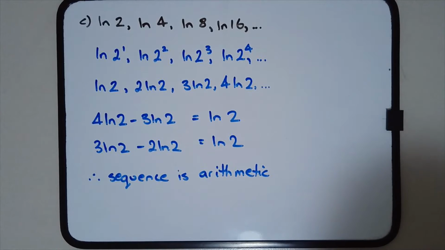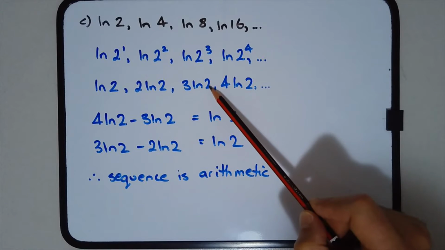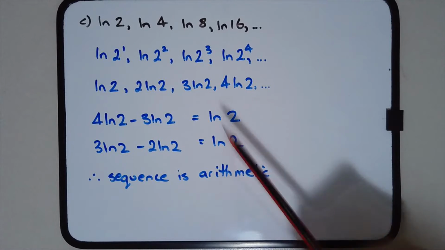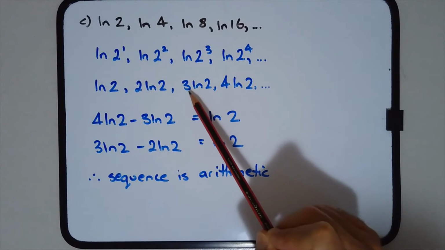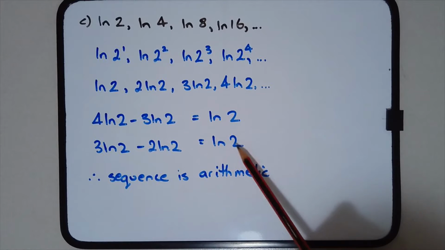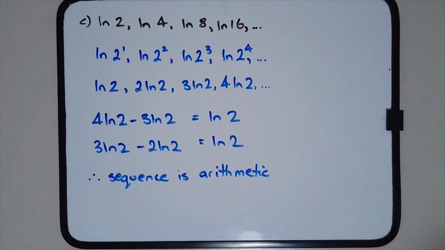Now again, choosing any three consecutive terms. For example, 4 ln 2 minus 3 ln 2, working out the difference, that's just ln of 2. Then comparing it with the difference of 3 ln of 2 minus 2 ln of 2, and of course, that's also equal to ln of 2, so there's a common difference there. Therefore, the sequence is arithmetic.